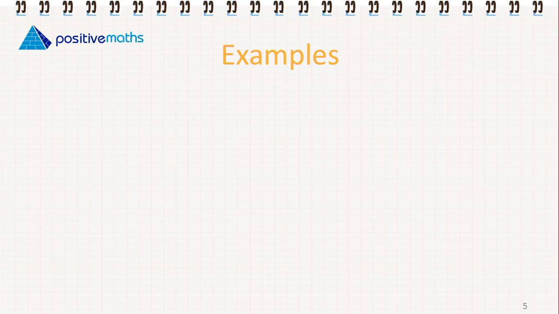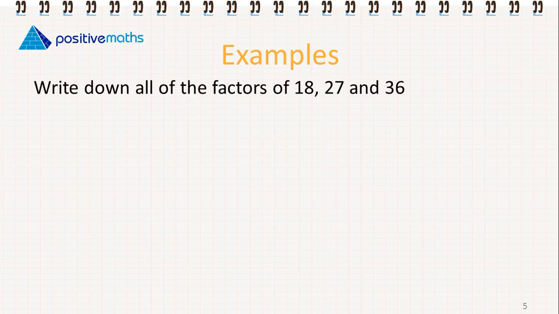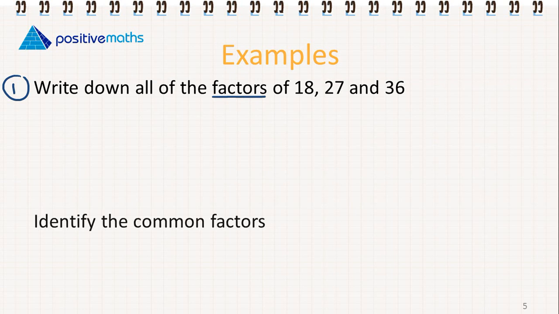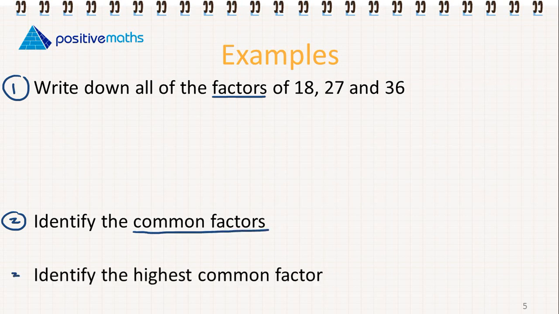So for another example, we're going to find the highest common factor of 3 numbers this time. 18, 27 and 36. First thing we do again, we write down all of the factors. So that's our first step. The next thing we are going to do is identify the common factors. And then the last thing we're going to do, identify the highest common factor. Okay, so starting off, we're going to list the factors of 18. Sometimes what people find easiest is to list them by their paired factors.